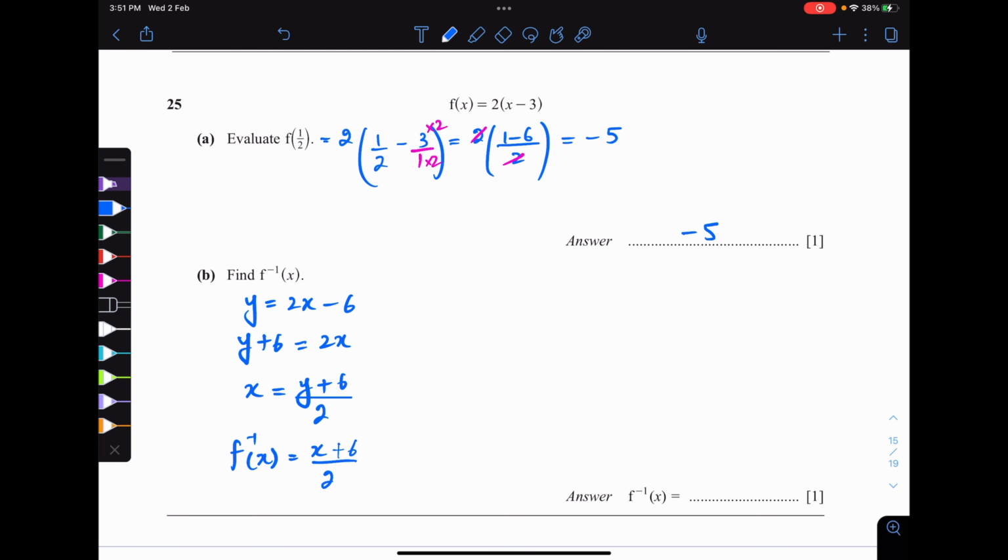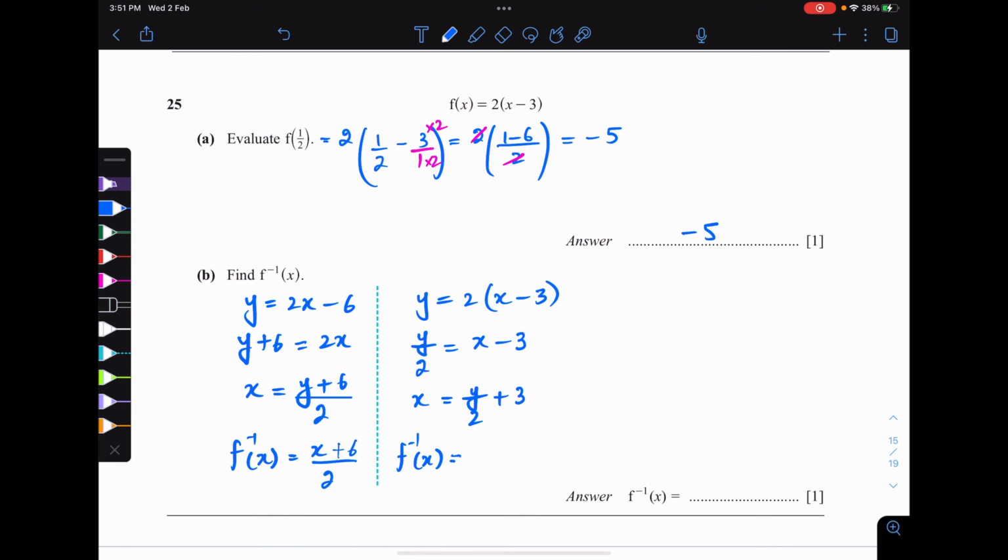There's also an alternative working to this, and many students are comfortable with that, so I'll do that as well. So y is equal to 2 times x minus 3. Many students would not want to multiply this 2 inside, rather they would want to take this to the other side first. So this will become y over 2 is equal to x minus 3. And now they will make x the subject, and that would become y over 2 plus 3. And this is perfectly fine as well. f inverse of x is equal to x over 2 plus 3. Both of these answers are perfectly correct. They're equivalent to each other, so you don't need to worry about either one of them.